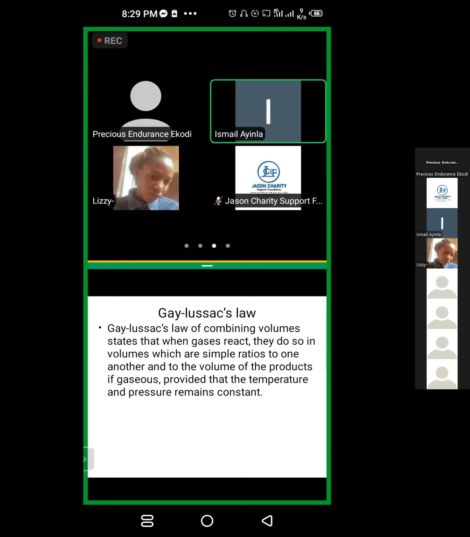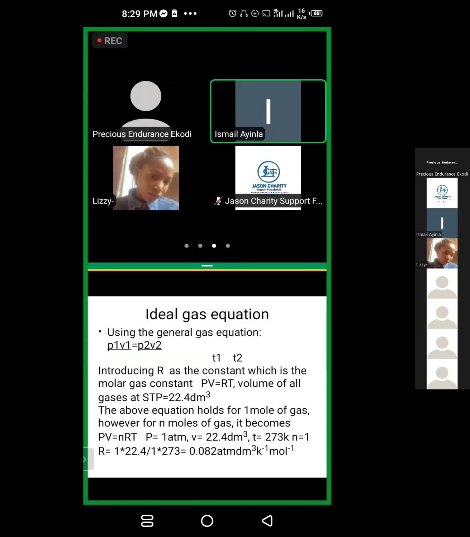Okay, the ideal gas law. Let me just take it again. Notice this line, PV equals nRT. Have you seen it there on your screen? Yes, sir. Good.